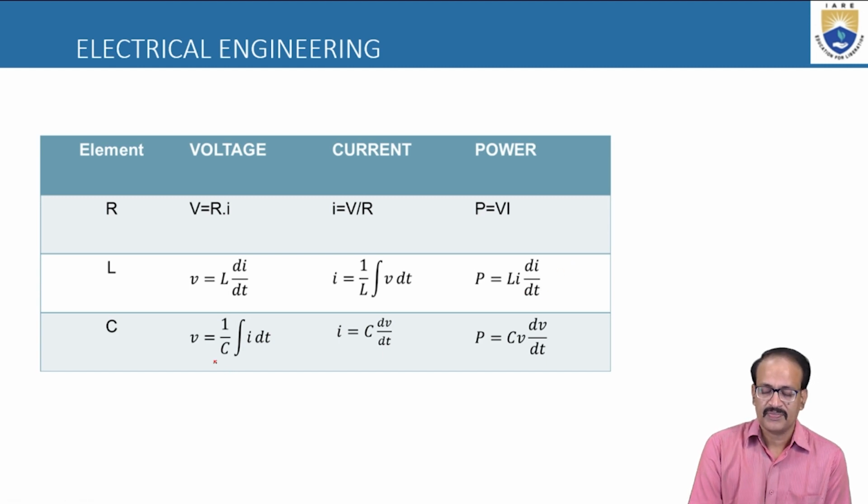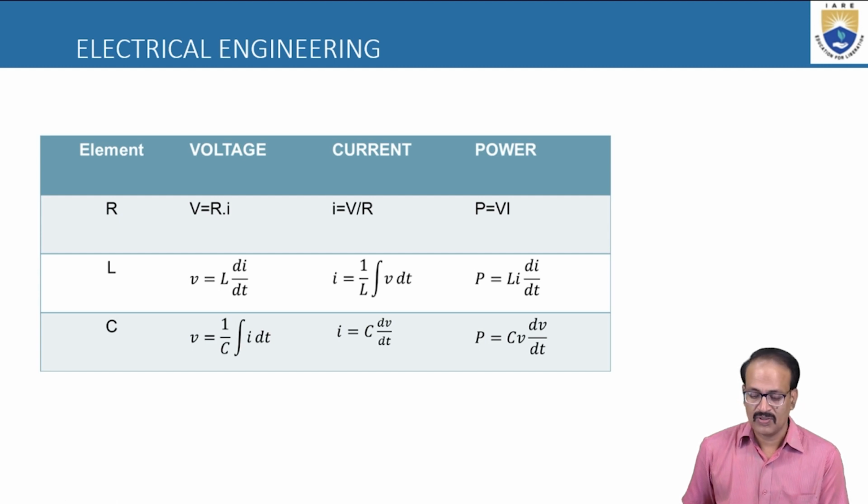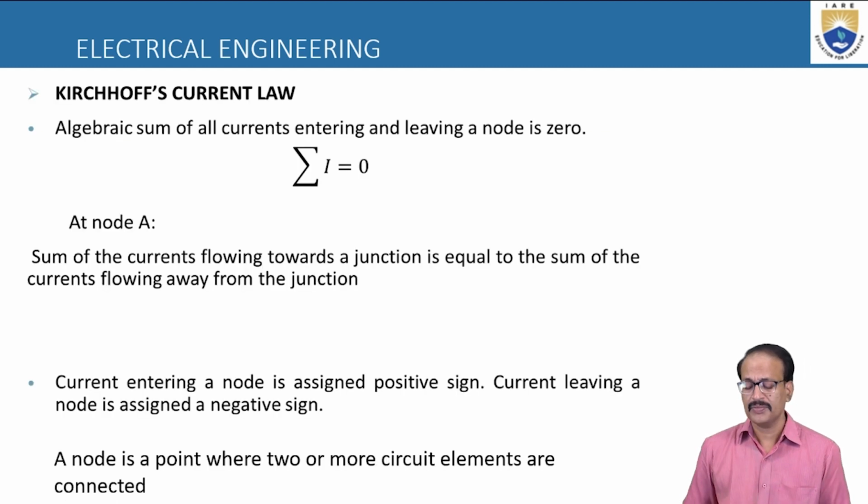And capacitor, V is equal to 1 by C into integral I into dt. So this is the voltage and capacitor relation. If I want the current and capacitance formula, I is equal to C into dV by dt. And similarly, power P is equal to CV into dV by dt. So this will be useful for doing small problems.